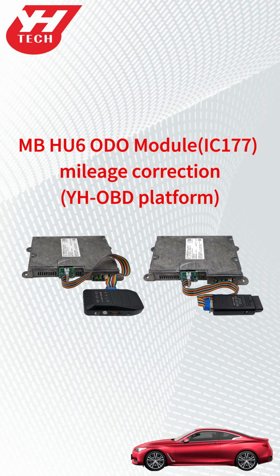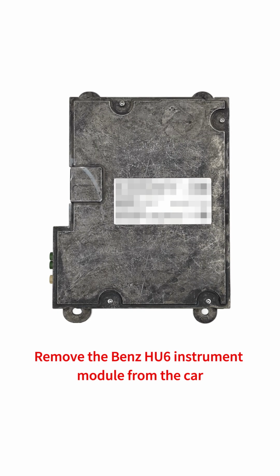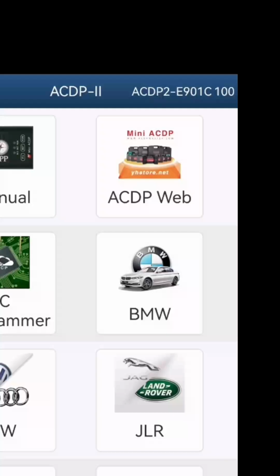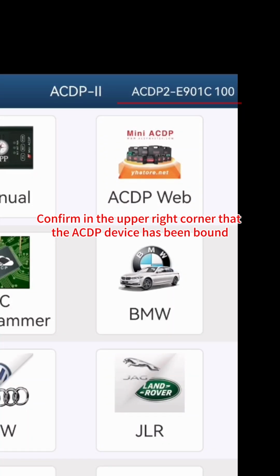Using the YH-OBD platform to repair the mileage of the Benz HU6 instrument. Remove the Benz HU6 instrument module from the car. Power on the ACDP. Open the ACDP app. Confirm in the upper right corner that the ACDP device has been bound.